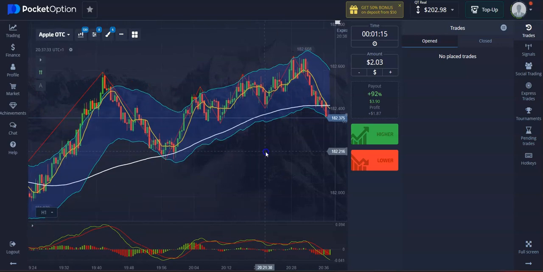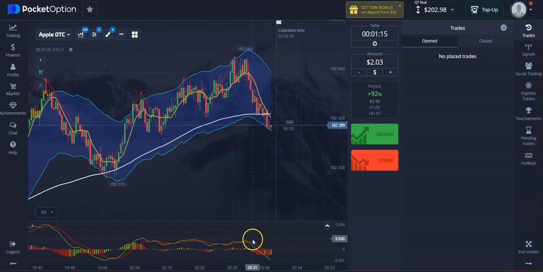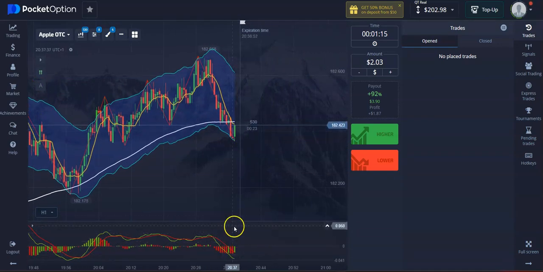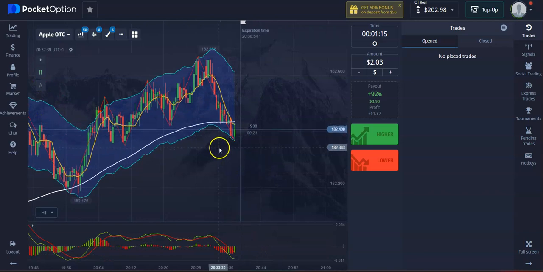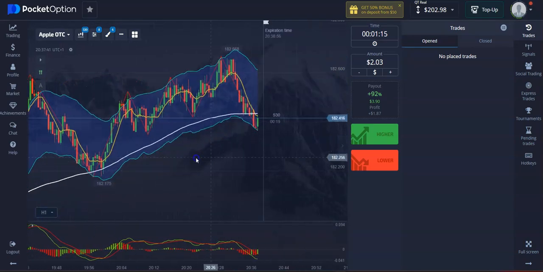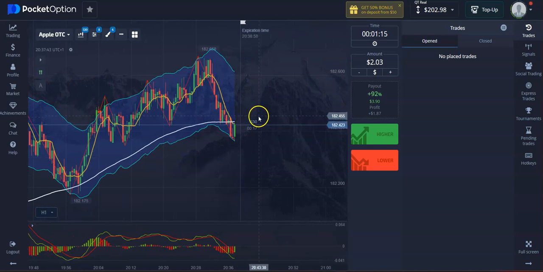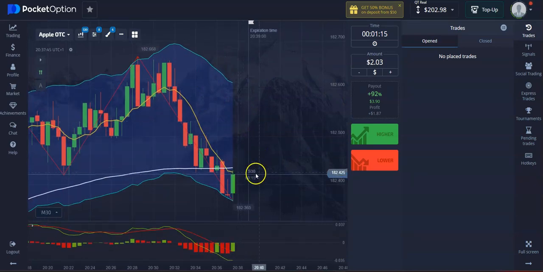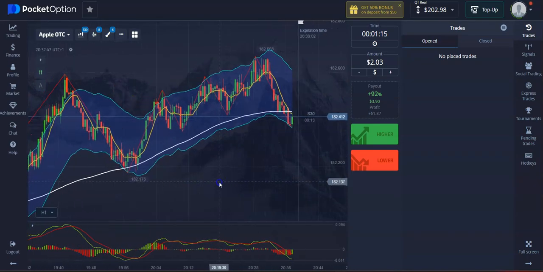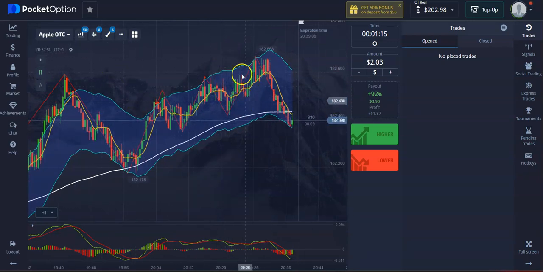So let's have a look. Seems like this one is going to continue to go down, as you can see right here. It doesn't look good, so if that's the case, I'm going to flick through and see if I can find new opportunities.